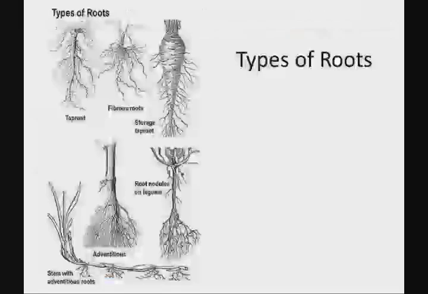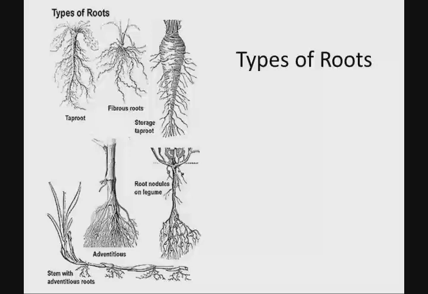Now the roots, again, are modified. You can have a fibrous root system or a taproot system. You have things called adventitious roots, which grow from the stem and help support the plant. You have storage taproot, like think of a carrot as the quintessential storage taproot.